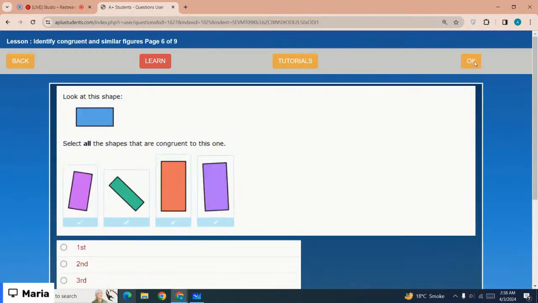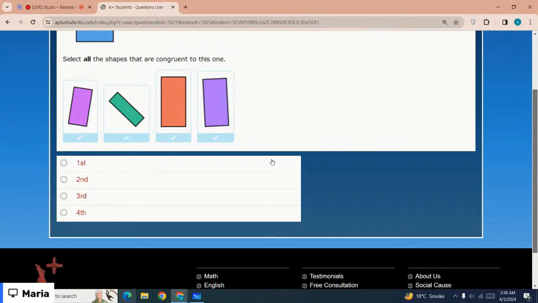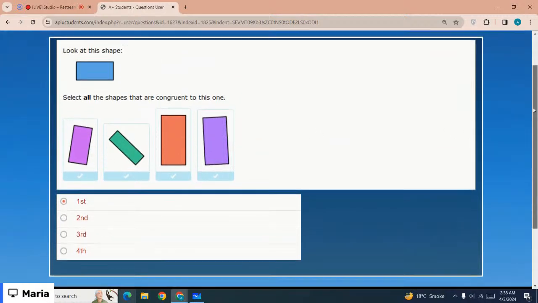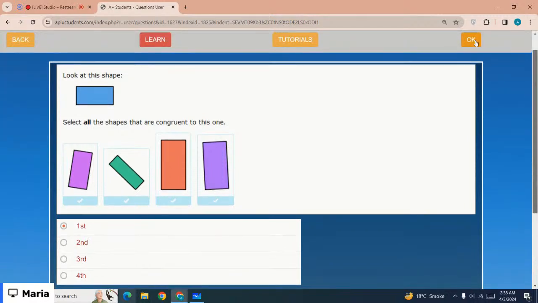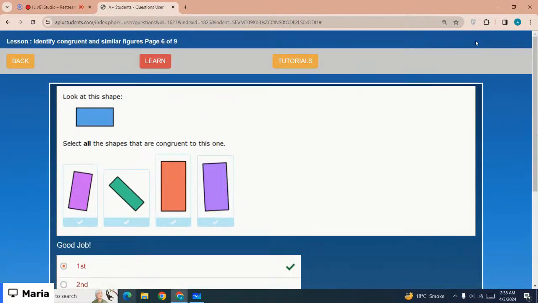Okay, the next one is look at this shape. Select all the shapes that are congruent to this one. So which is the correct option? The correct option is the first one only, right? They both look the same. They have all the same side measurements. So option number one is the correct option.